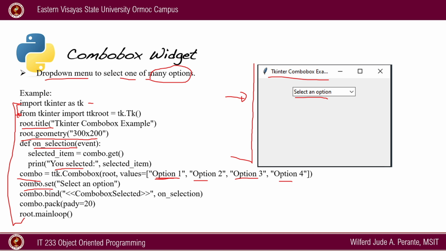Okay. So aside from that, the combo bind attaches the selection function to the combo box event. Okay. So on selection is being called, so yes, on selection it is the function.